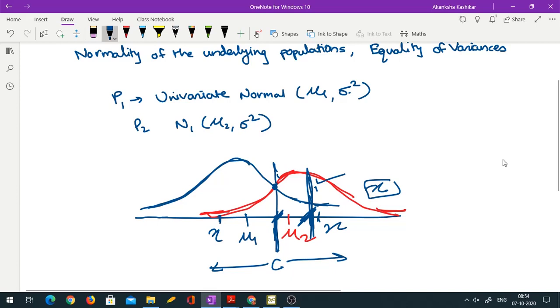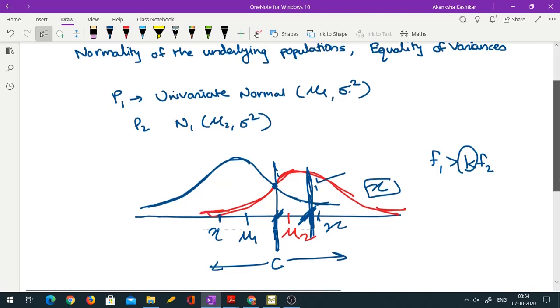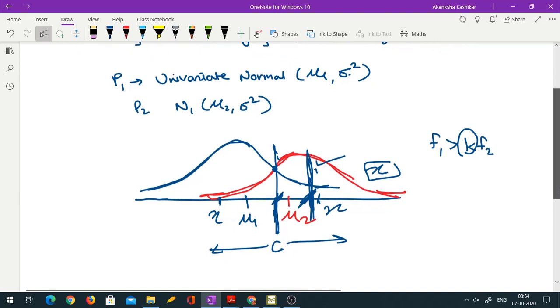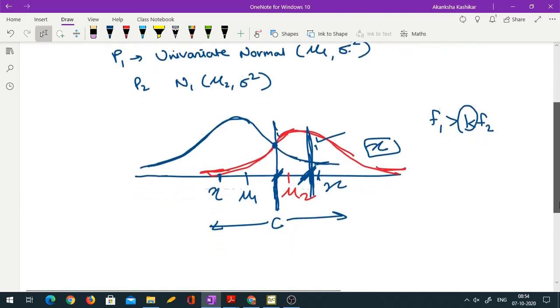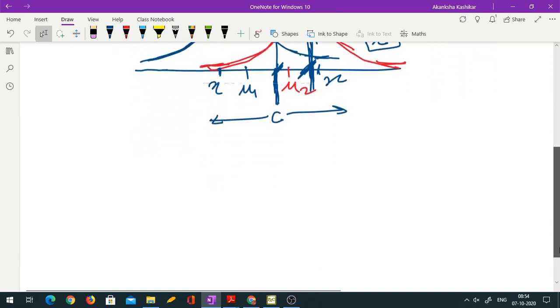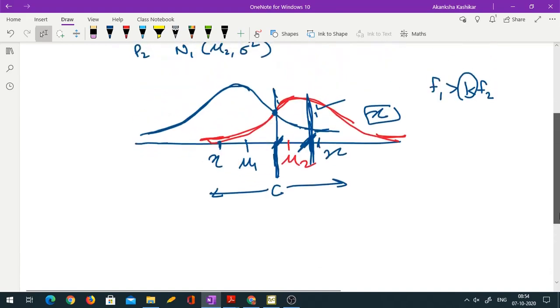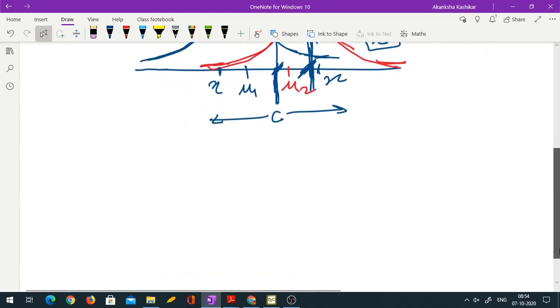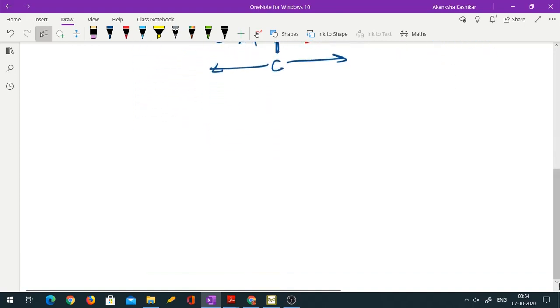In general, we will say that if f1 is greater than k times f2, where this k is to be chosen appropriately depending on misclassification seriousness, then we can assign X to population 1. f1 and f2 are of course PDFs. If k is equal to 1, we are assuming that both the misclassification probabilities are equally serious. So this is the concept. I hope the concept is clear to you. We'll now turn to the derivation in the multivariate setup.